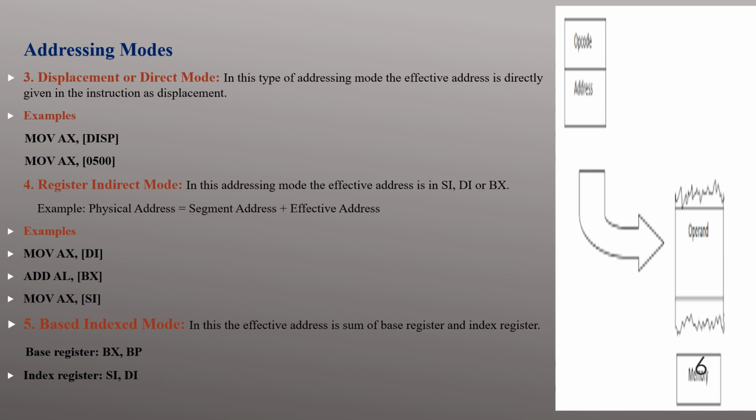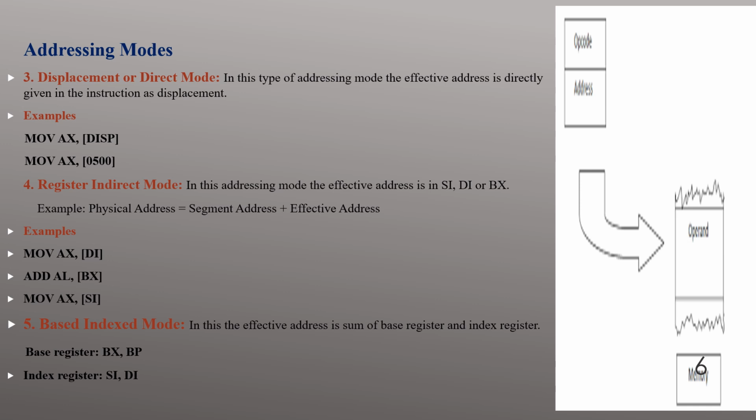Fourth one is register indirect mode. Here, the effective address of the operand is stored in a register such as SI, DI, or BX. As characteristics, it provides flexibility in accessing data as the address can change dynamically. It is also useful for accessing arrays and data structures. Examples are MOV AX, MOV AL, ADD AL, and MOV AX.